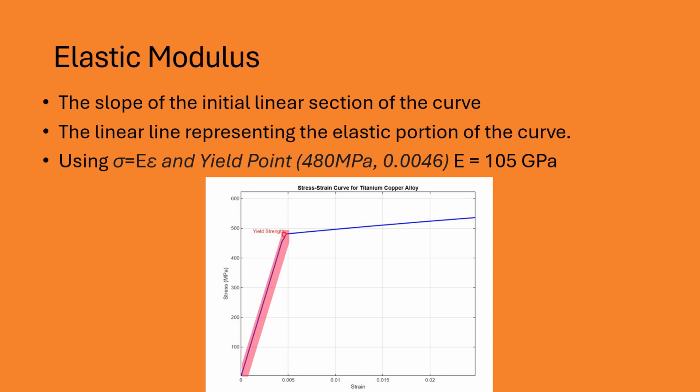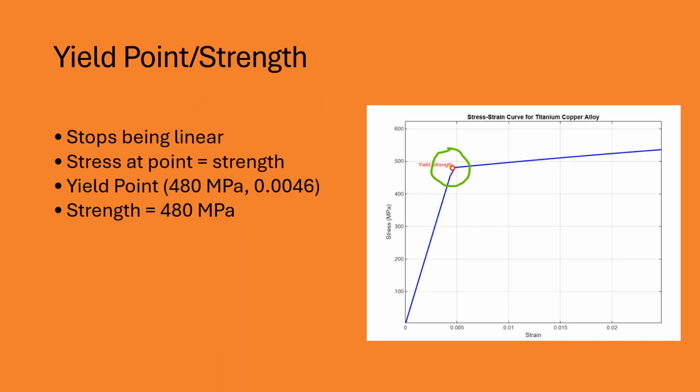highlighted in pink. And the yield point is 480 megapascals and 0.0046 strain. And using the formula, we found that it's 105 gigapascals for the elastic modulus. The yield point for this curve is 480 megapascals and 0.0046 strain. So the strength is 480 megapascals.